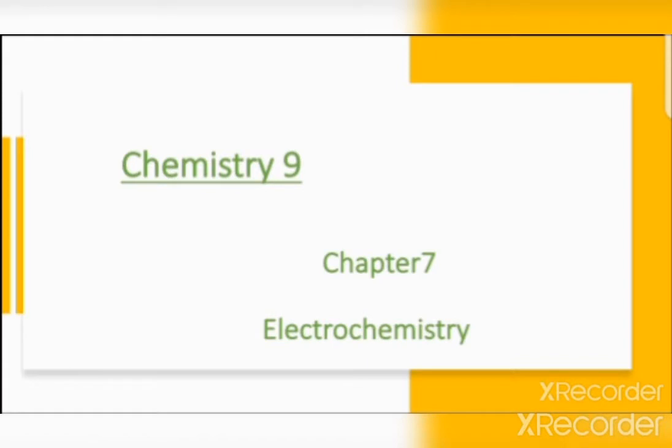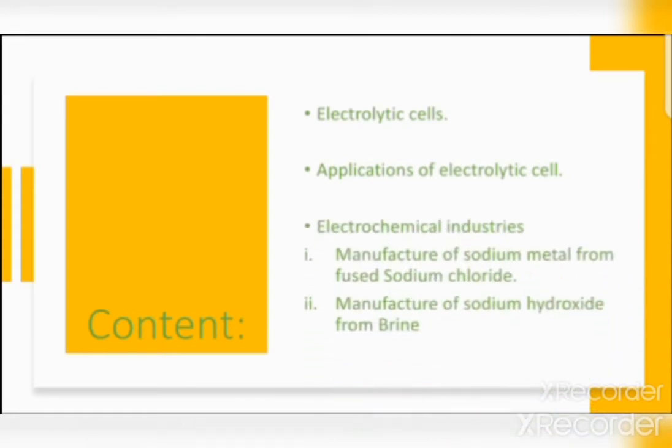Today we are going to continue our chapter 7 that is related to electrochemistry. Today we are going to discuss electrolytic cells and applications of electrolytic cells. We are going to discuss electrochemical industries for the manufacture of sodium metal from fused sodium chloride and manufacture of sodium hydroxide from brine.